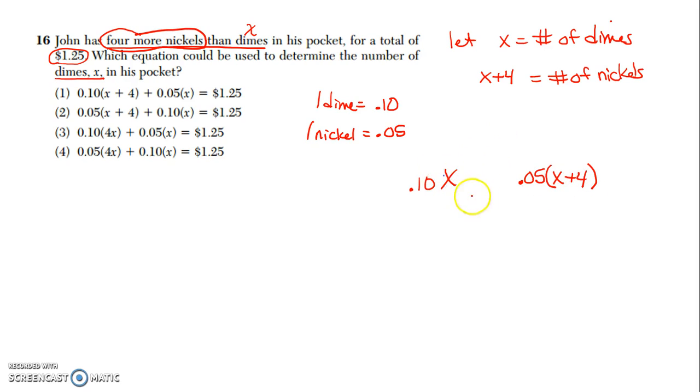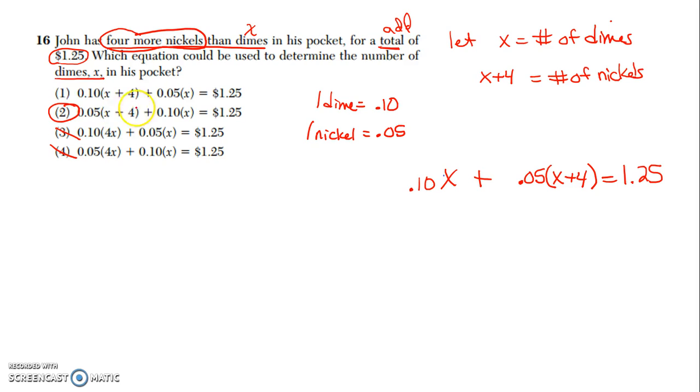And then what would you do to find your total amount of money? You're just going to add those up. So you'll add up your value of dimes and your value of nickels, and that better be $1.25, because that's what they tell you. So let's see which one. Number 2. These don't even have a shot.